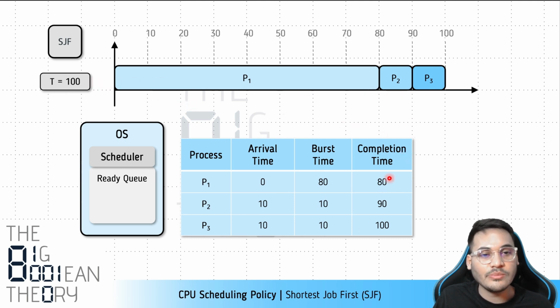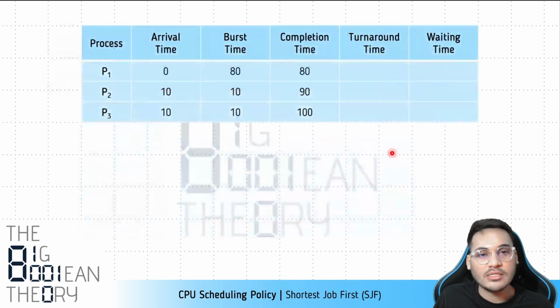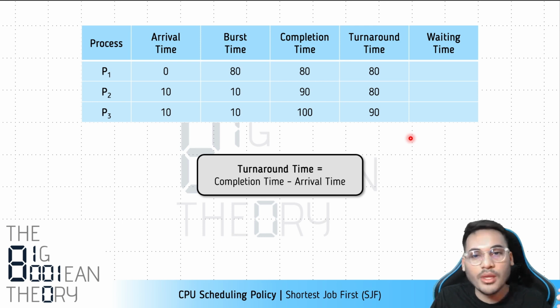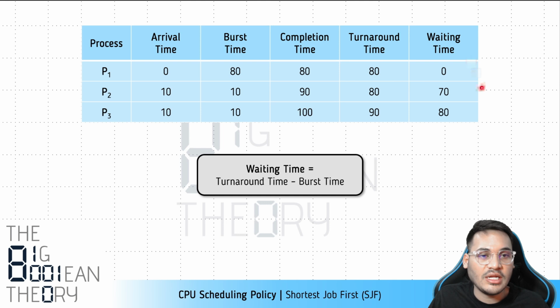We have the completion times. Let us now calculate the metrics. We'll first calculate the turnaround time. Again, use the formula completion time minus arrival time, right? So these are the turnaround times. That is the total time that each process spends in the system. From the turnaround time, we can subtract the burst time to get the waiting time. So this is the time that the process is waiting for the CPU to be assigned to it, right?